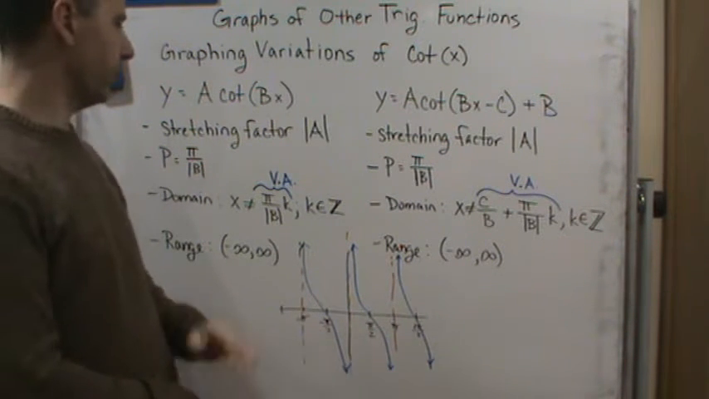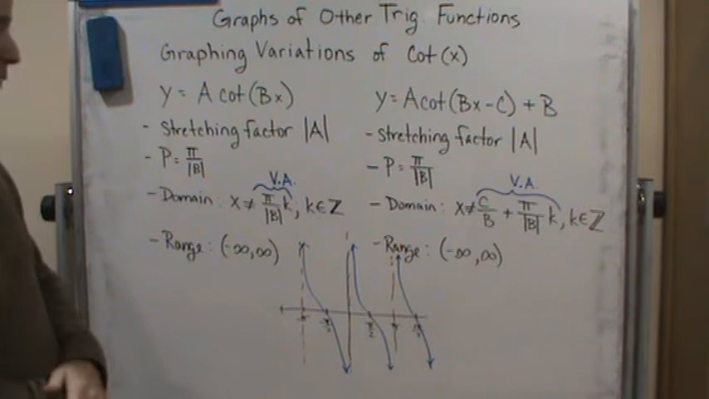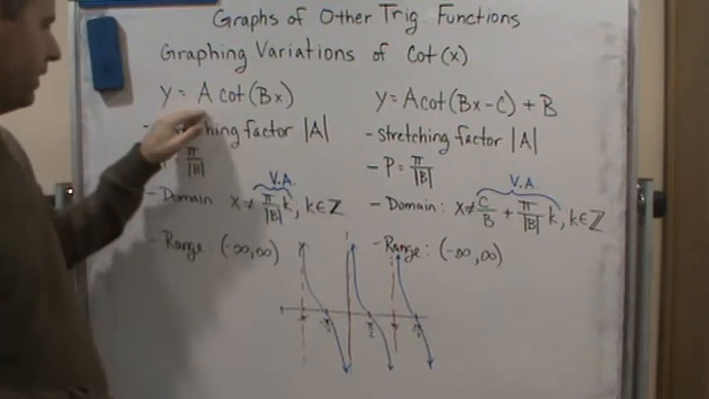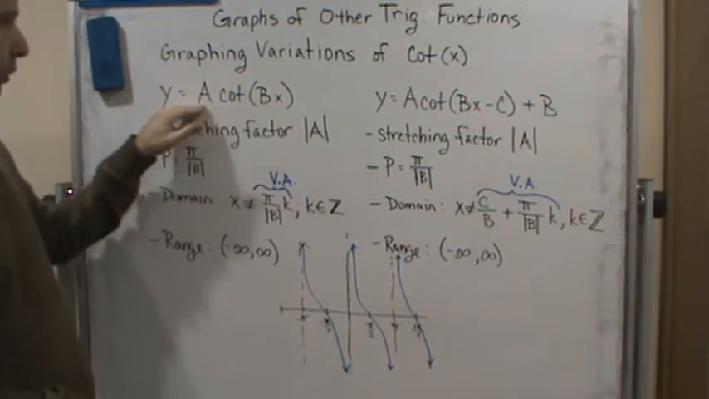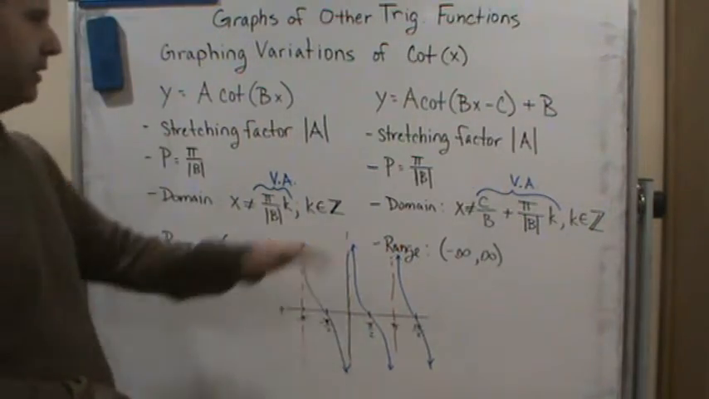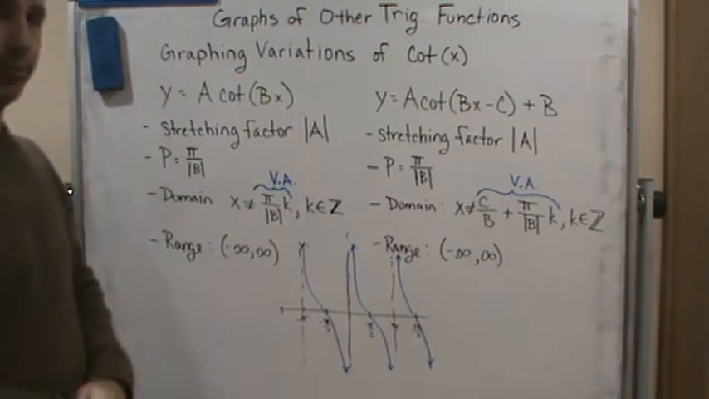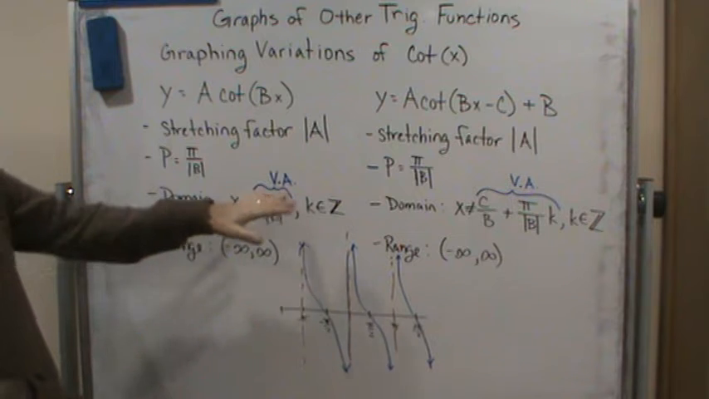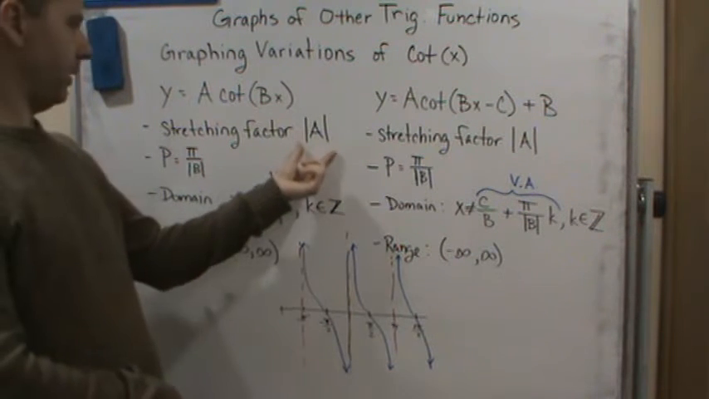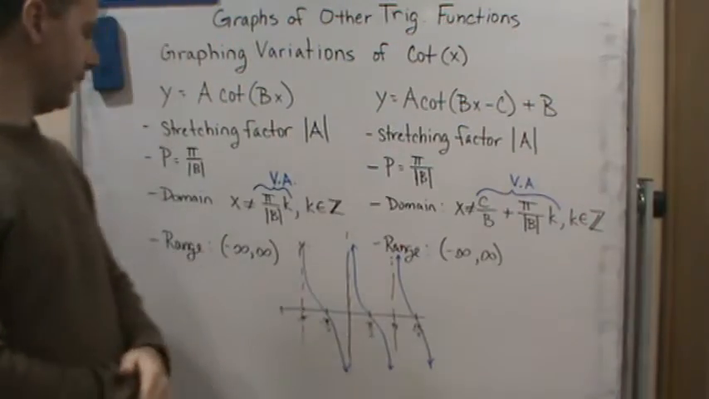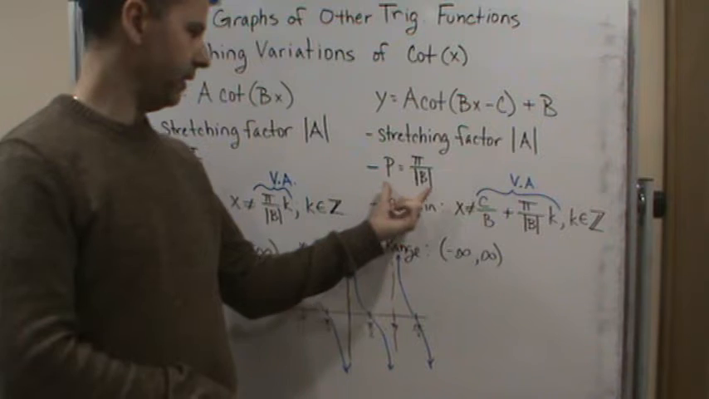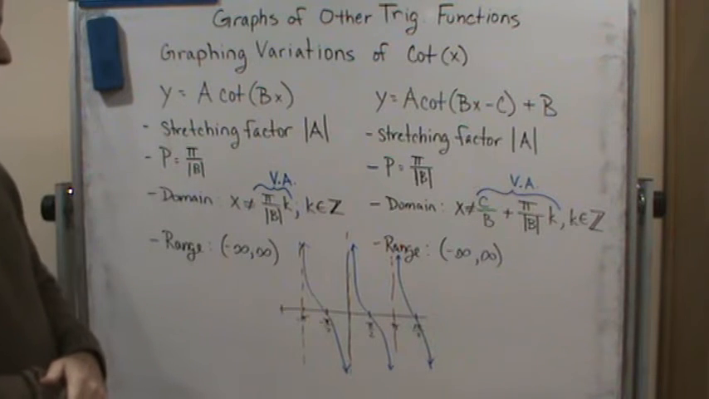Okay. So again, other things that we've seen before. So we've got the stretching factor A. Now this is the basic general form, and this one includes the vertical and horizontal shifts. So this is the most general form. So again, there's going to be some similarities and some differences. For example, they both have the stretching factor A, and they both have the period, which is based on pi divided by the absolute value of b.